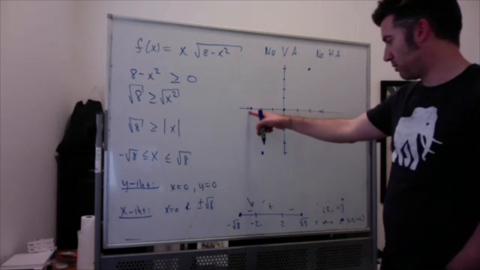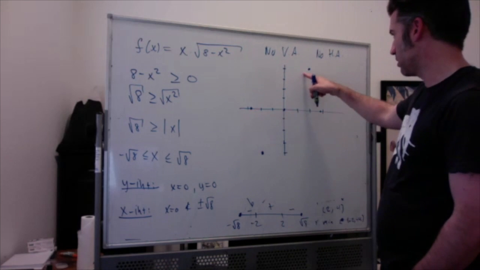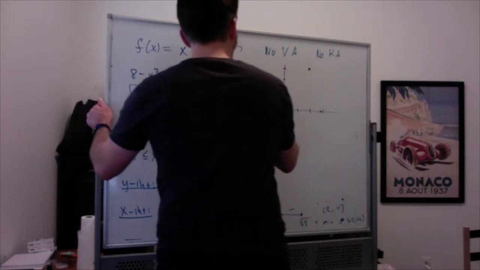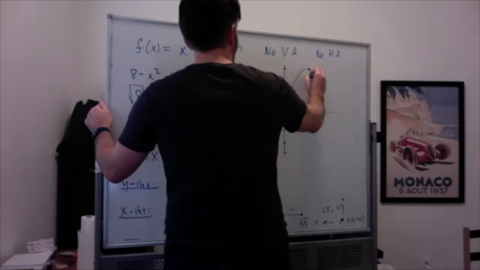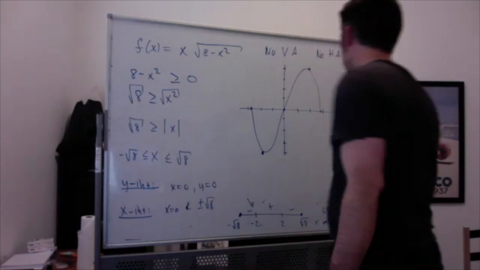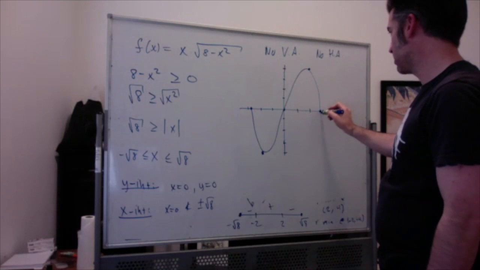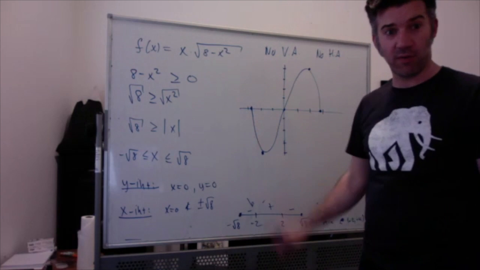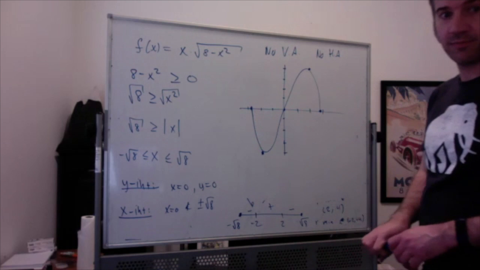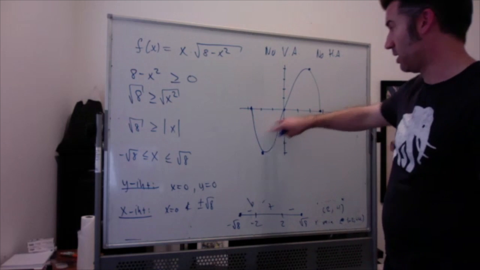And I know it's decreasing, then increasing, then decreasing. So here's how it looks. And at the endpoints, it should look like the tangent line would be going vertical. Concavity goes from concave up to concave down.